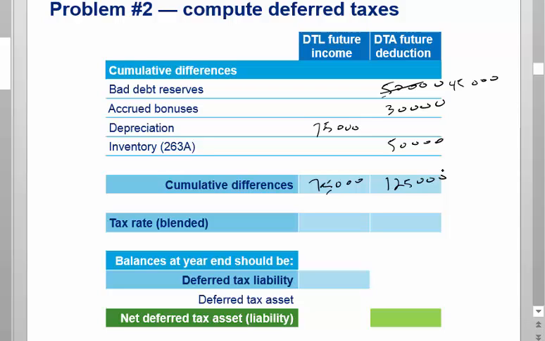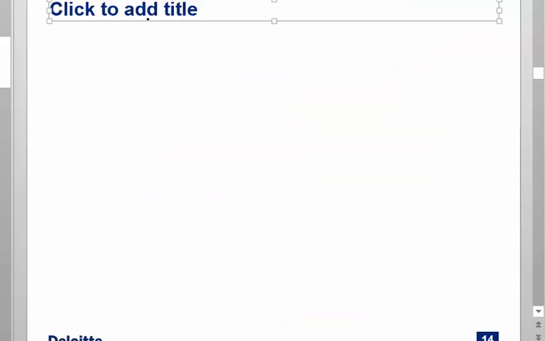So my tax rate blended. Well, I guess the way this problem works is it wants you to measure your deferreds at the blended rate. All right. So we've got to figure out what our blended rate is. Who wants to take a stab at our blended rate? Okay, Kai. Blended rate. How would I compute my blended rate in this example? Federal tax rate is 35%. Plus state tax 7%.